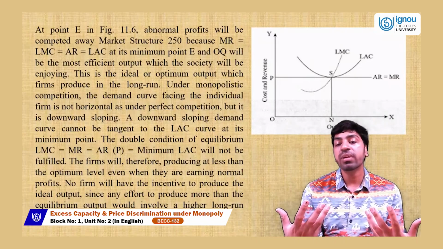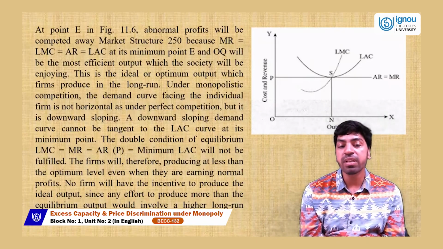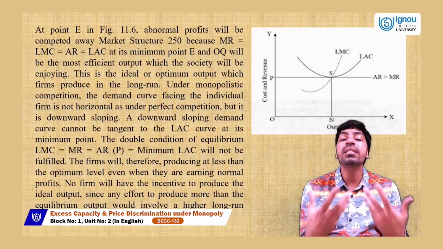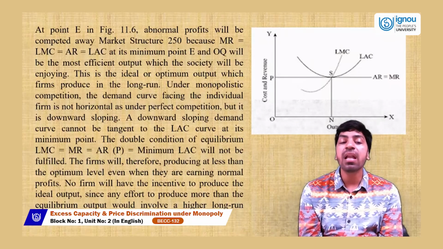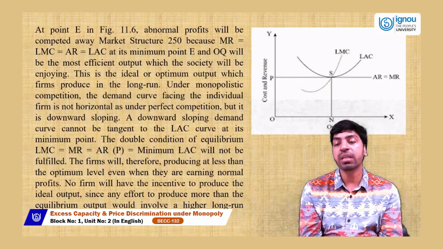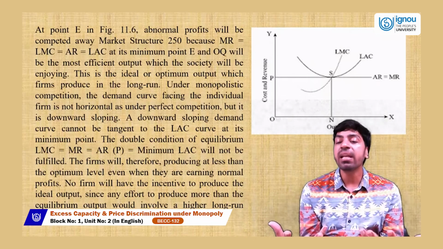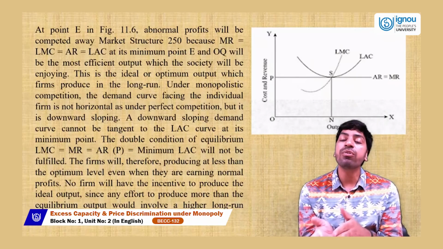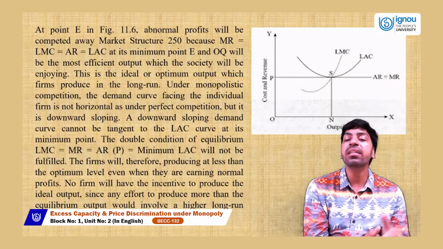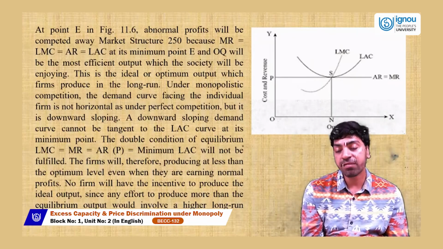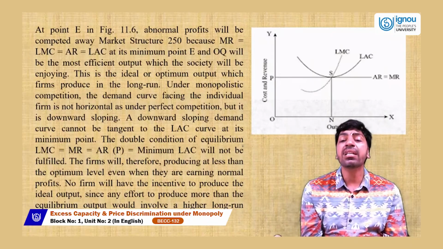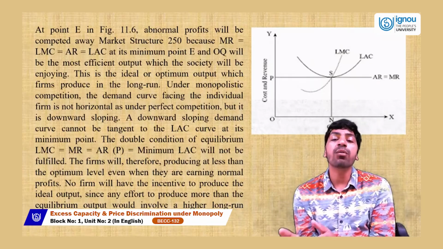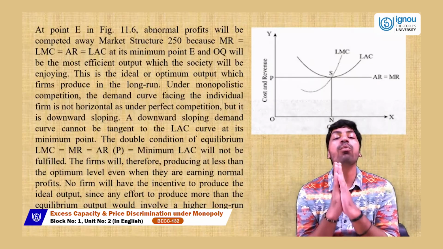Here you can see where the firms are earning normal profits. The firms will not see any more incentive to produce beyond the ideal output, because both conditions have been fulfilled, and ON or OQ is the ideal output. So the firms could produce less than the ideal output, but they cannot see any incentive to produce more than the ideal output, which is OQ or ON.